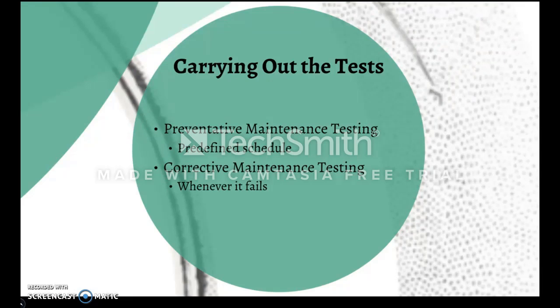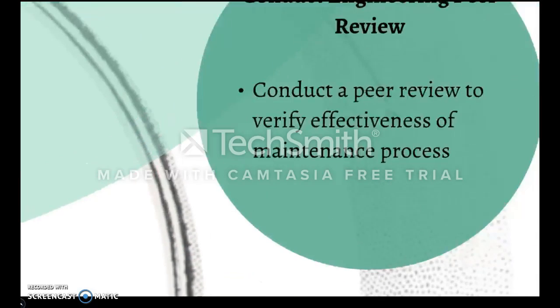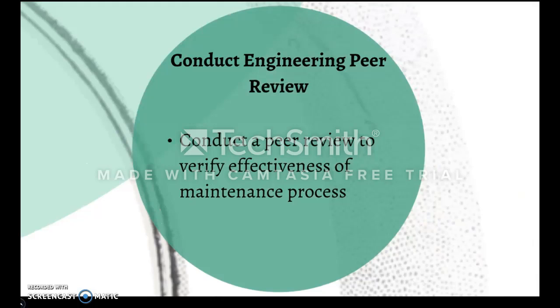As mentioned before, when carrying out maintenance, preventive maintenance needs to be performed on a predefined schedule that is compatible with planned operations. Corrective maintenance shall be performed whenever it is needed and will comply with the predefined policies or requirements. A peer review should be conducted periodically in order to verify the effectiveness of the maintenance process and identify any areas that could be improved.